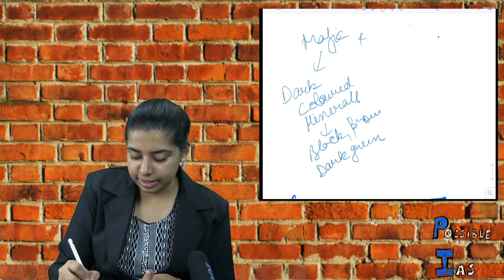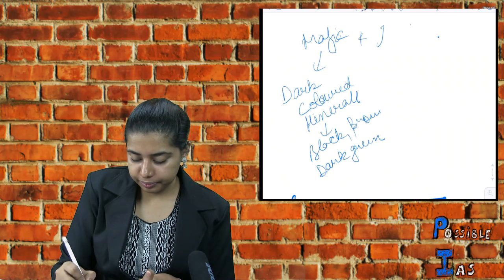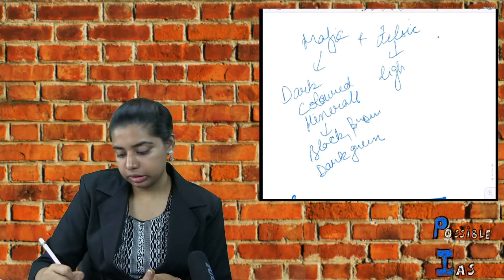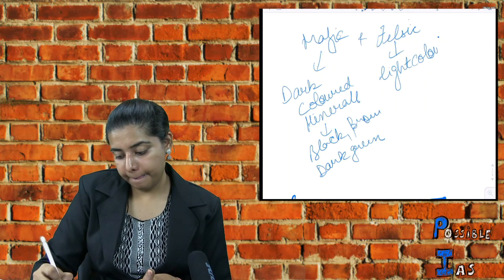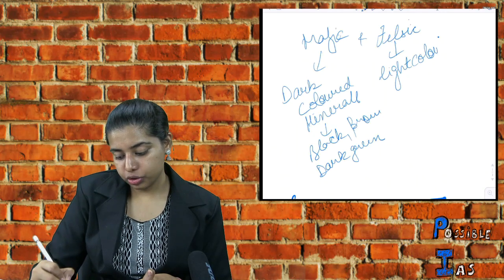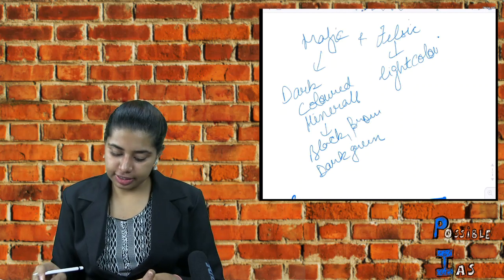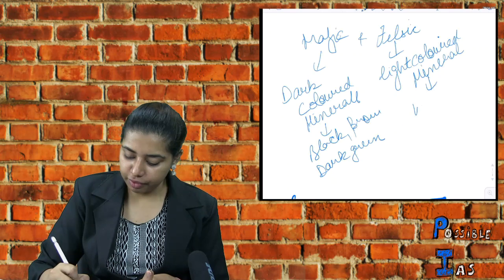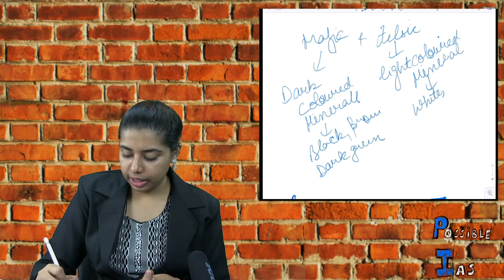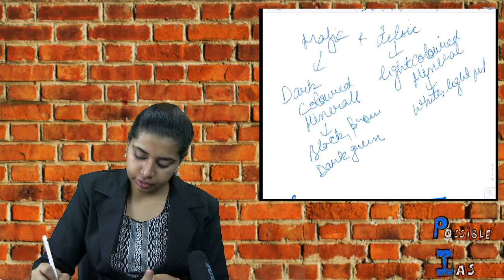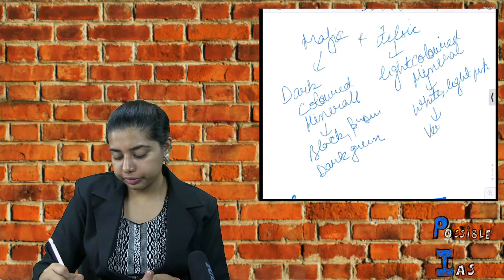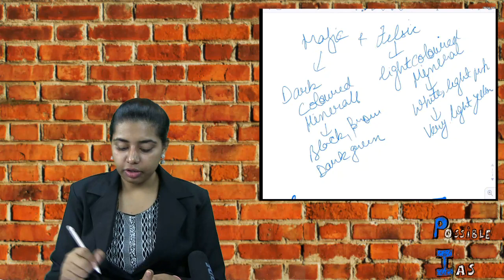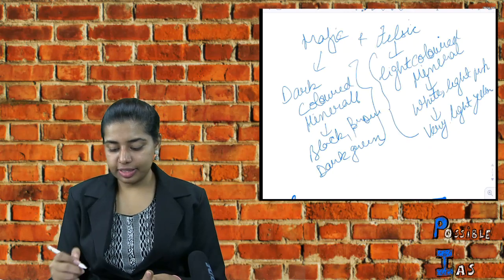And when we come to felsic, these are light colored minerals. So mafic are dark colored minerals, and felsic are light colored minerals, which have colors like white, light pink, very light yellow. So these are the mafic minerals and these are the felsic minerals.